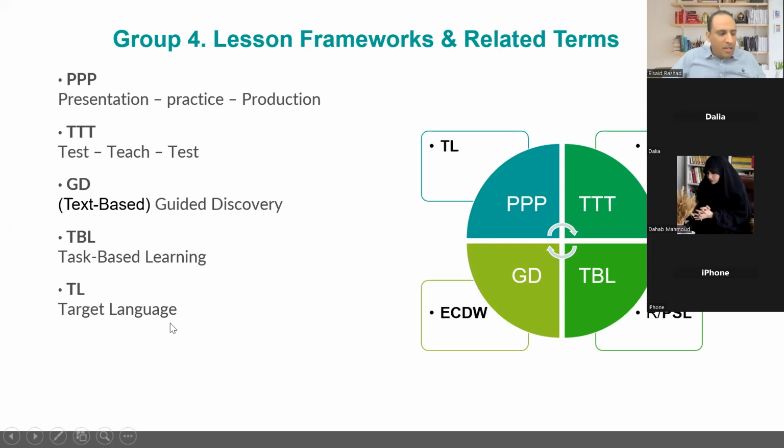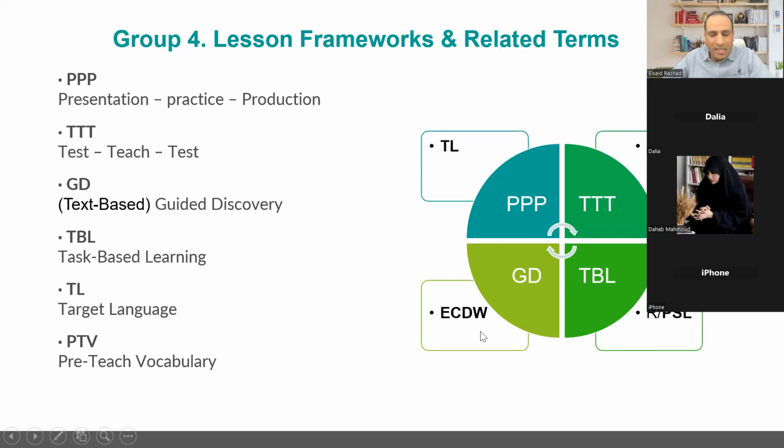And PTV. Pre-teach vocabulary. We use it in a text-based, receptive skill lesson. And this one is a receptive skills lesson or productive skills lesson, which are listening, reading, writing, speaking.